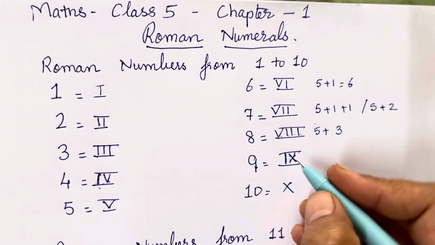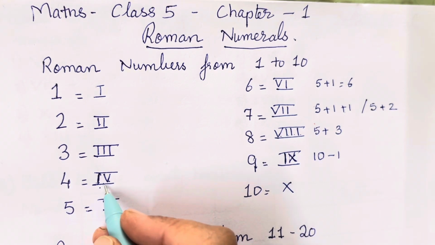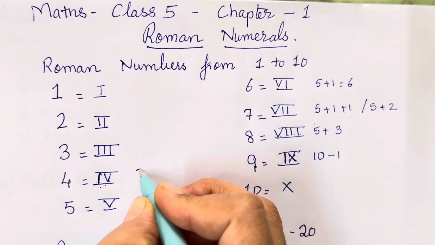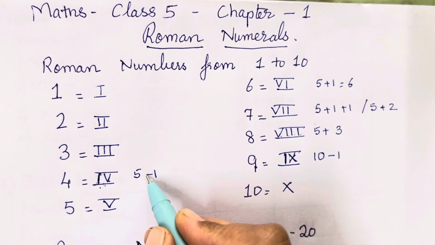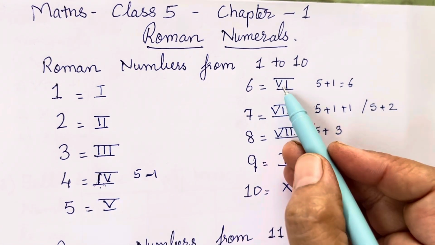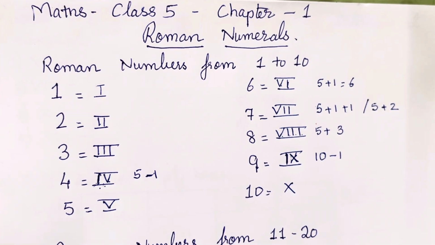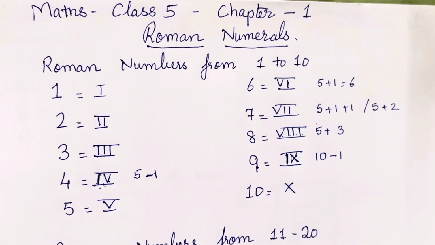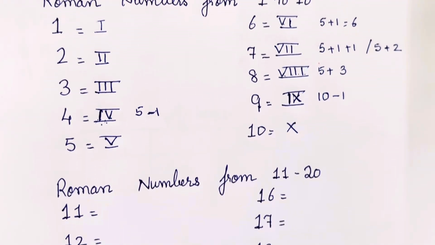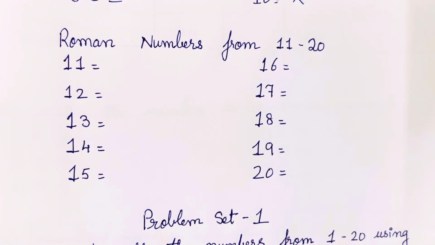For 9, how are you going to write it? That is going to be 10 minus 1, same as we have done for 4, that is 5 minus 1. So when this 1 comes before, we have to subtract it. And when this 1 comes after, you all have to add it. It's very simple and you all have to understand this concept because we need to use it for the exercise also. Now we are going to study how to write the Roman numbers from 11 to 20.